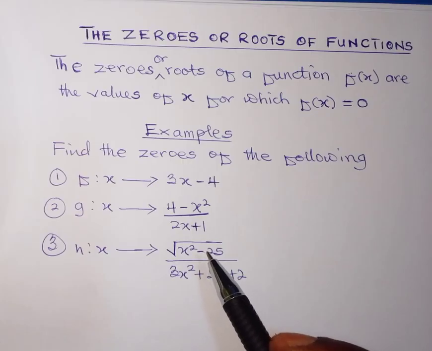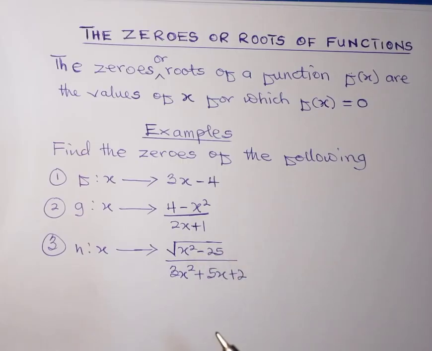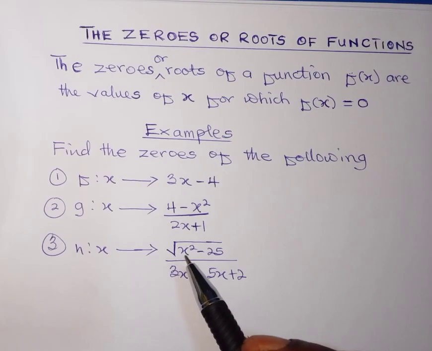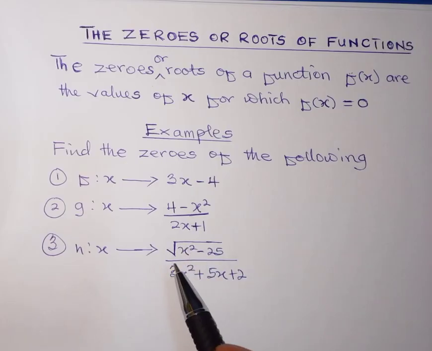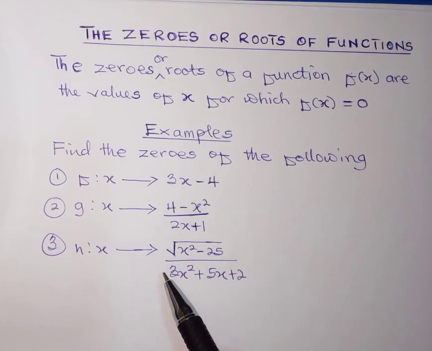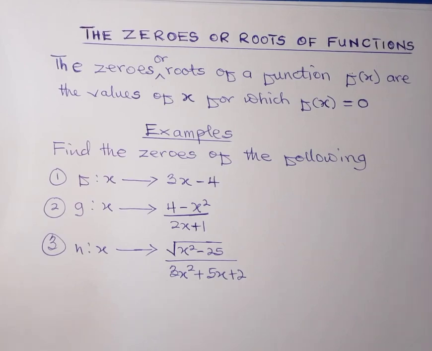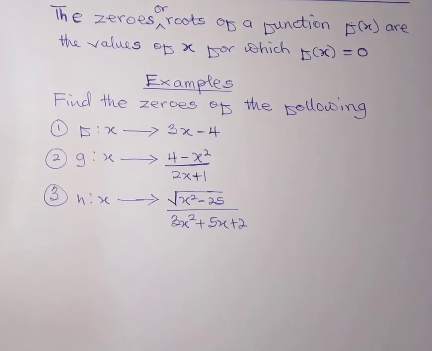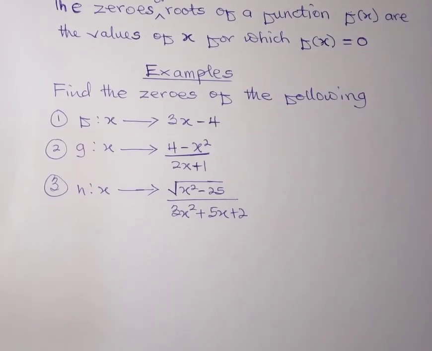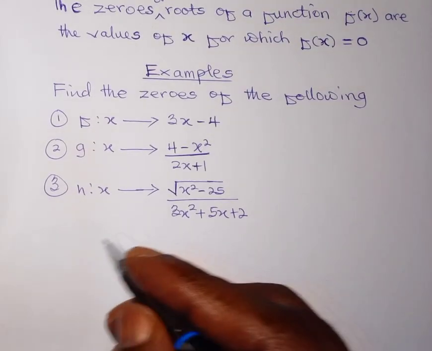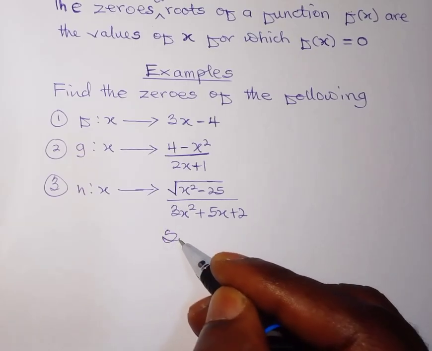Okay, so when the question is given to you, this one is very easy. All that you need to do is just equate the function to 0 and solve for your unknown variable. All right, so we'll not waste time. Let's take the following examples and look at how we can find the zeros of these functions. So for example 1, let me start with our solution.